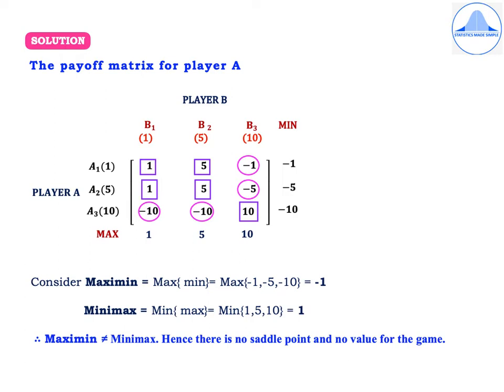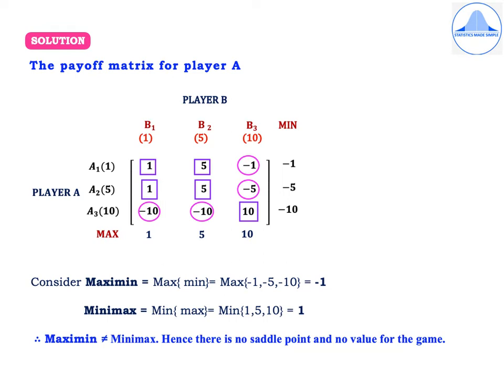Corresponding to the second column, we have to find out the maximum value among 5, 5 and minus 10. So the maximum value is 5. Both the 5's are boxed, and then the value 5 is written corresponding to the maximum row. Similarly, in the third column, for the payoffs minus 1, minus 5 and 10, the maximum value is 10. So put a box around 10 and then write the value 10.